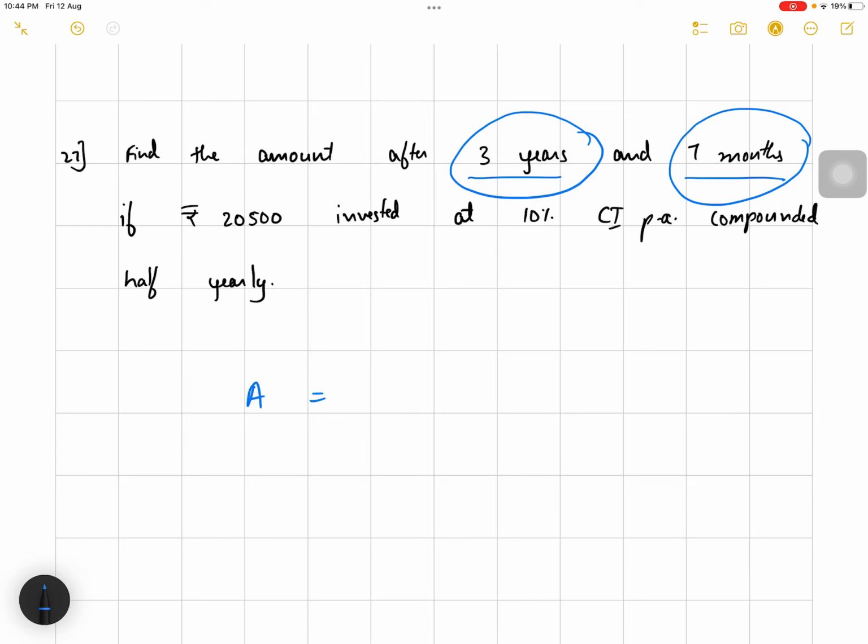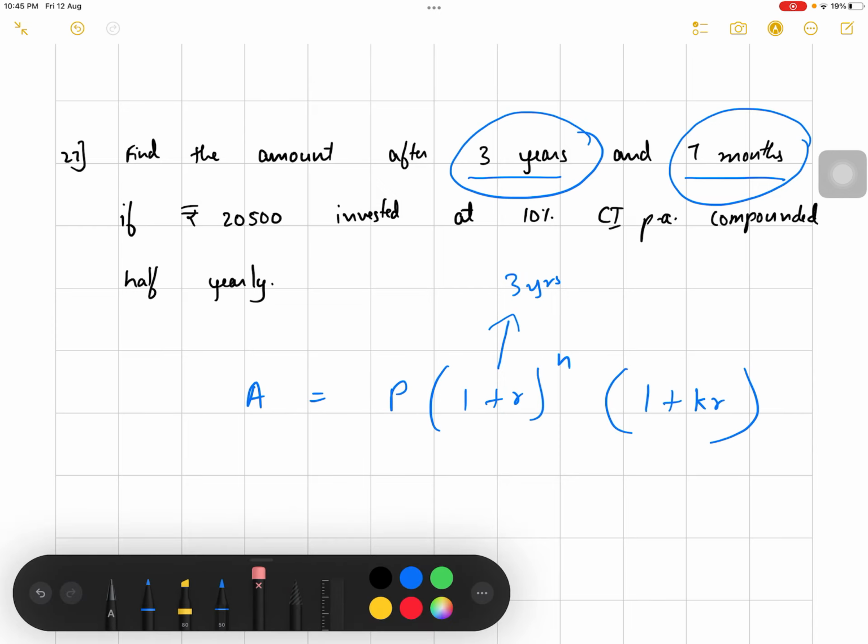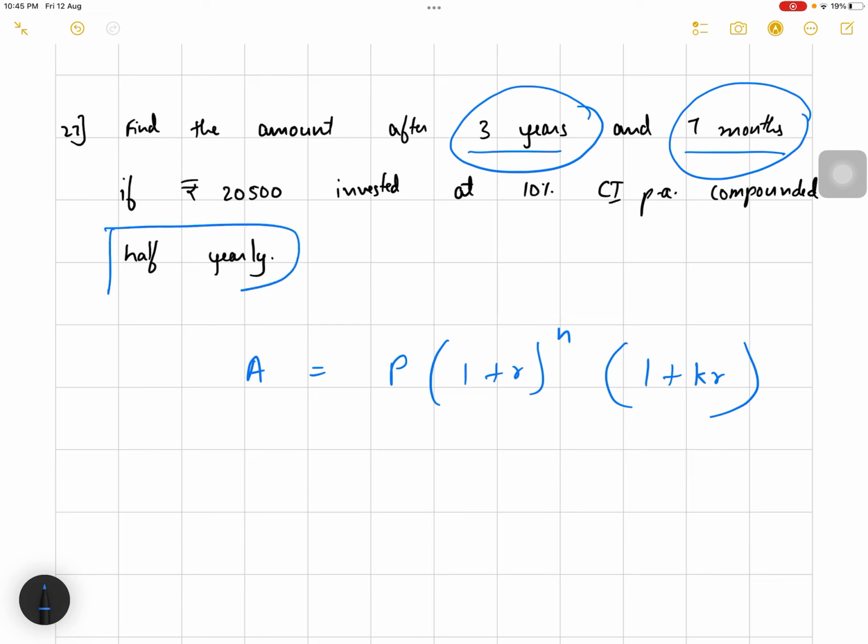So what is the formula for amount? Amount is equal to P into (1 plus R) raised to N, correct? This bracket is for 3 years. For 7 months I will use a different bracket, which is 1 plus KR. Here also the interest is calculated half yearly, so you will multiply N into 2 and divide R by 2. Similarly, in KR also you have to divide R by 2, because R is there, no?